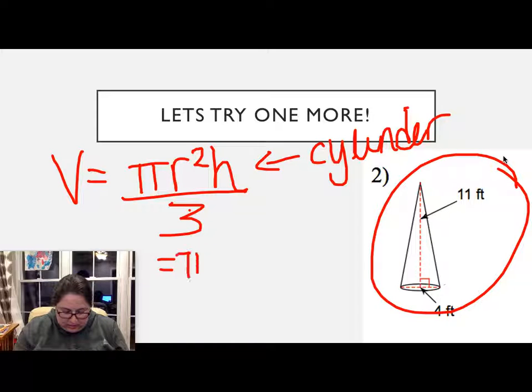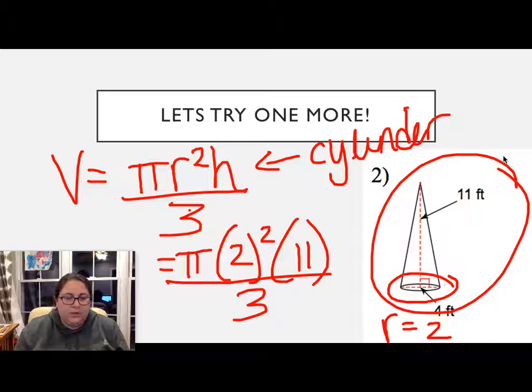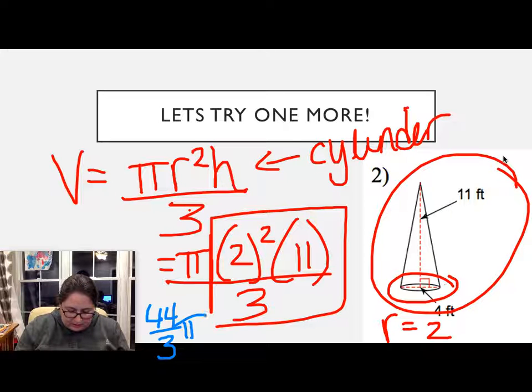So we're going to go pi, we need the radius. Looking at this, I don't have the radius, I have the diameter. So I need to cut that in half, so the radius is 2. So we've got pi times 2 squared times 11 all over 3. Again, if I were you, I would do all of the number parts first and then multiply by pi to keep my answer a little neater. So we have 4 times 11, which is 44. So we're going to have 44 over 3 pi as our answer.